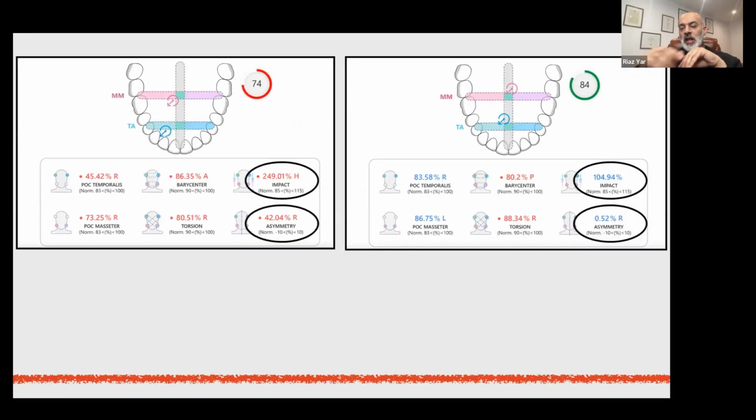We see here that she still has some red, but we are not far from the norm. In the barycenter, the norm is 90%, but she's still got some missing teeth on the right side. We improved everything else. The biggest improvement was her asymmetry index. She was 42% asymmetrical because she had all her teeth missing on the right side. But look what happened by giving her a more balanced bite. We dropped her asymmetry index. Her masseter muscles improved. Temporalis doubled in health. The torsion improved from 80% to 88%.